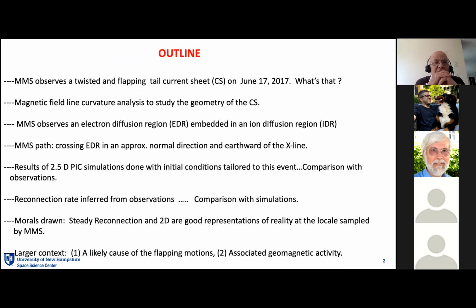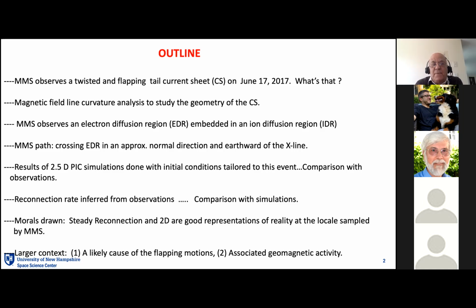So the outline is, we will talk about how MMS observes a twisted and flapping tail current sheet on June 17. We would like to know what that means and how we know. Then we do a magnetic field line curvature analysis to study the geometry of the current sheet. Then we give evidence to show that MMS actually encounters not just a reconnecting current sheet, but enters the electron diffusion region, which is found embedded in the ion diffusion region.